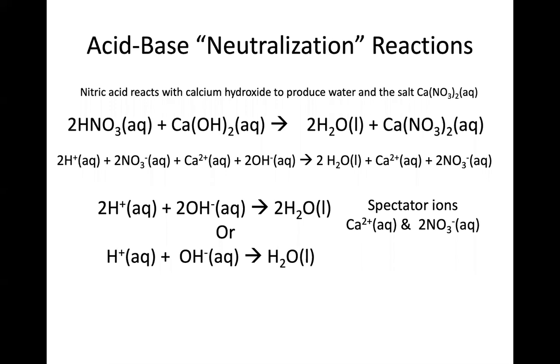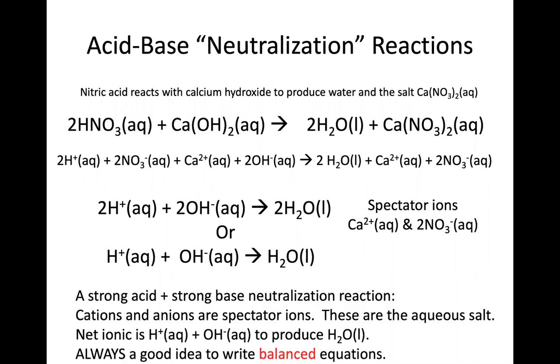The spectator ions that I have, those are the ones that then produce the corresponding salt. Calcium nitrate is the salt that I have. It's the spectator ions that are produced when I have my strong acid and strong base combining. So within these, a strong acid combines with a strong base. The cations and anions I have, those are the spectator ions, and those lead to this aqueous salt.